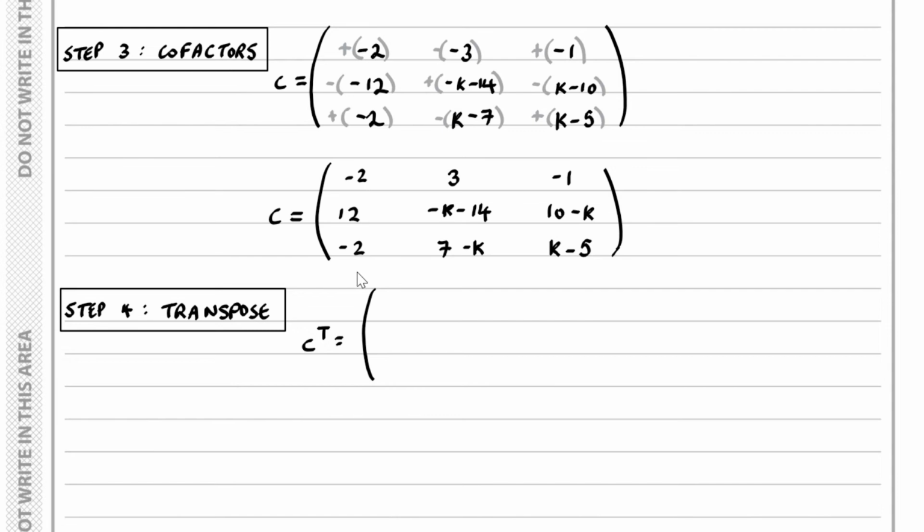So this row becomes our first column, so we've got minus 2, 3, minus 1. This next row becomes our next column, so here we've got 12, minus k, minus 14. And then we've got 10, minus k. And then here, this last row becomes our last column, so here we've got minus 2, 7 minus k, and k minus 5. So this is the transpose of matrix C.